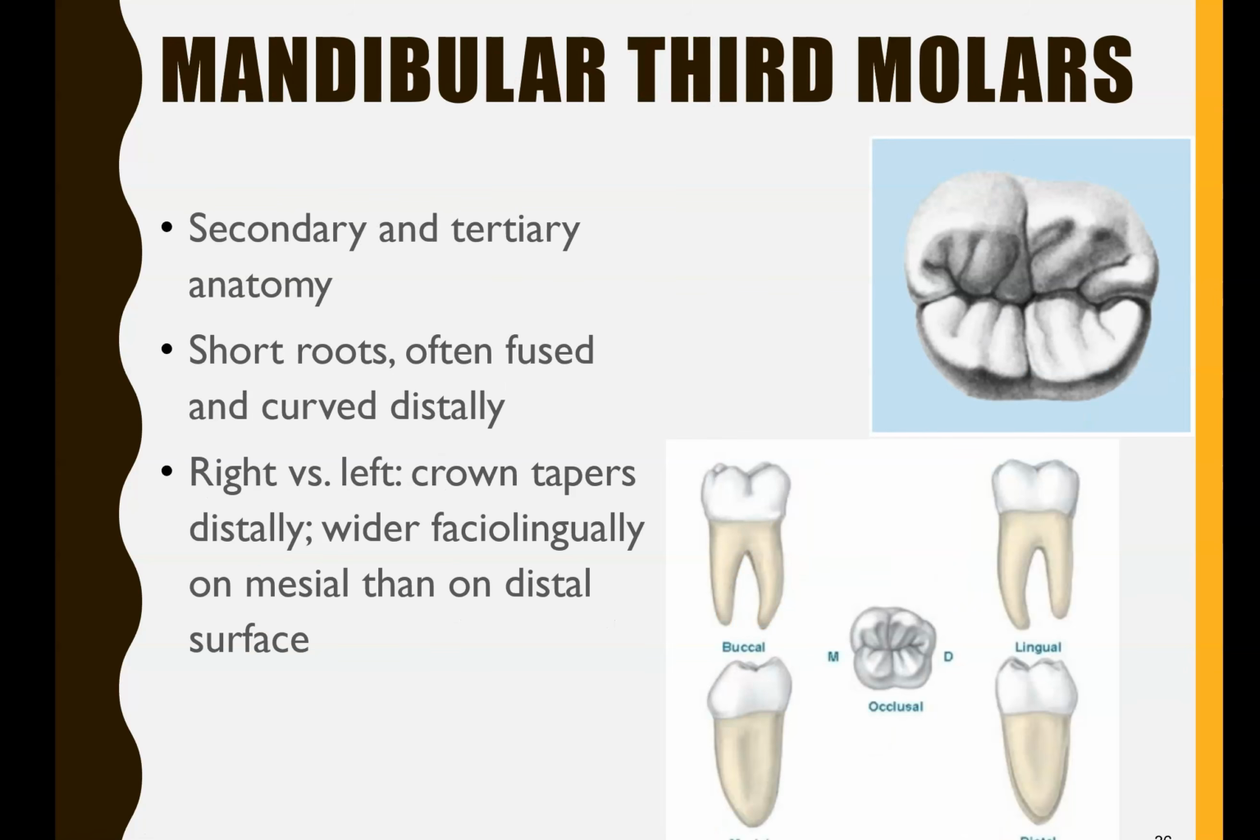And then when we're looking at the third molar, we know that they have secondary and tertiary anatomy, so it looks a lot more wrinkled. The roots are actually shorter too, and they could be fused as well.